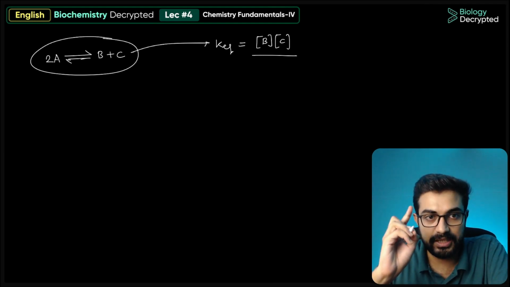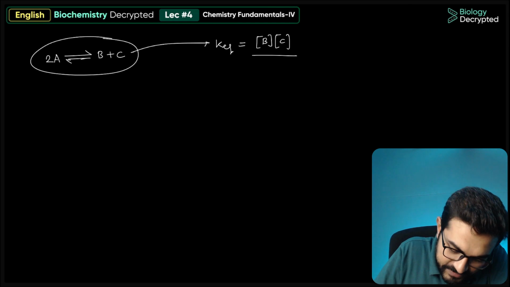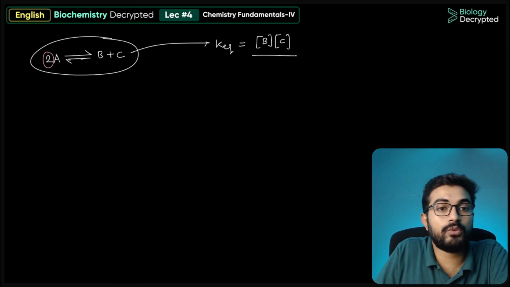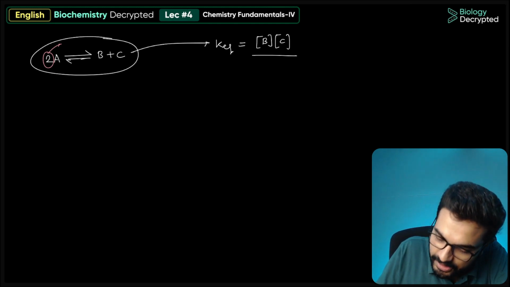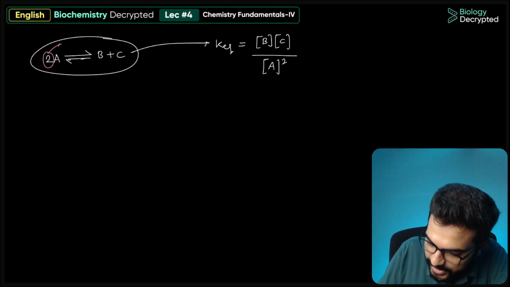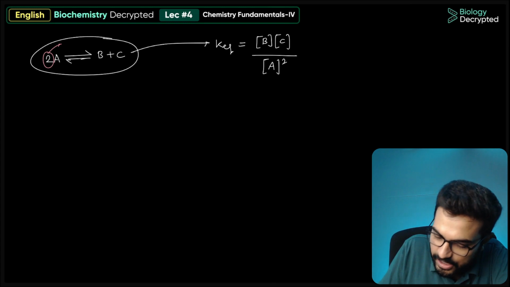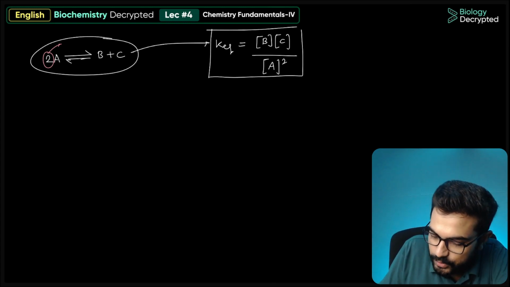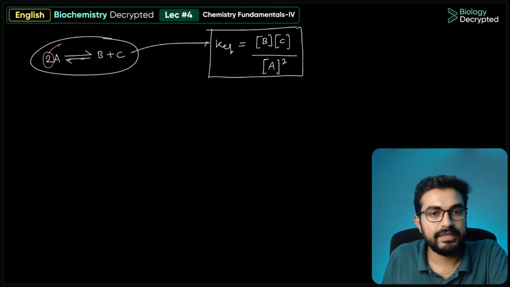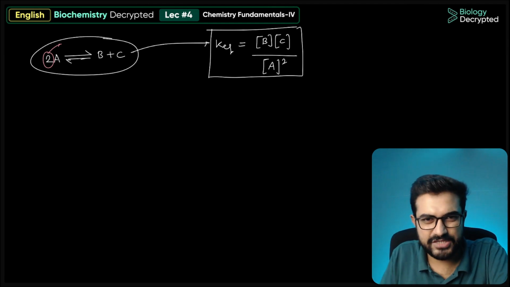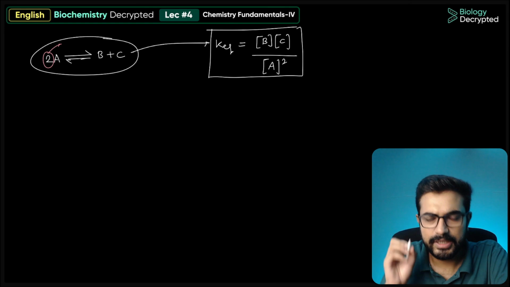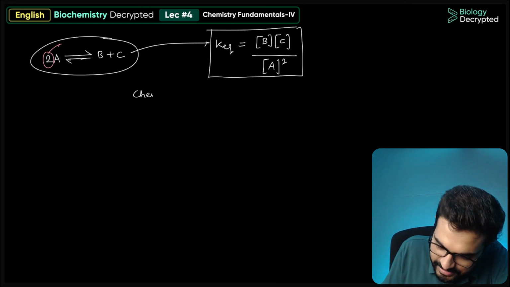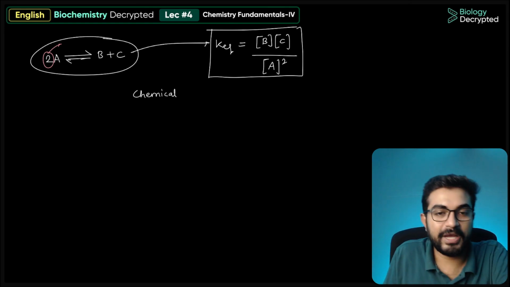Remember one thing that is very important to note: whenever there are stoichiometric coefficients, they go into the power. So we'll write A squared. This is how we can write the equilibrium constant for this particular reaction. This is how we actually write equilibrium constants, and this is the basic concept you needed to know about chemical equilibrium, because this is the maximum we'll cover from the biology point of view.